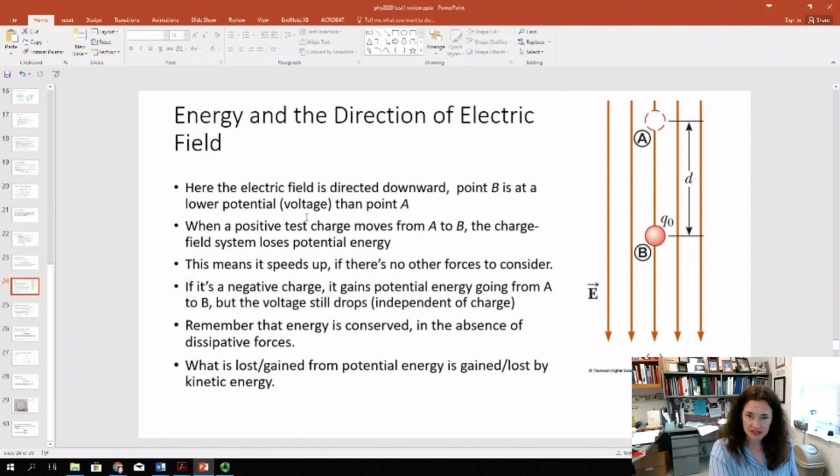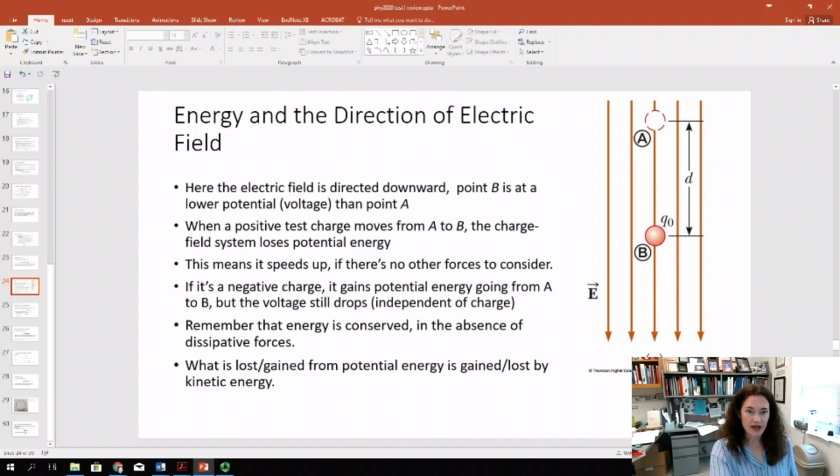Now, if you have a positive test charge and it moves from A to B, then it's going to lose potential energy. For example, if I placed a positive test charge at A, it would feel a force from that field downstream, in the direction the electric field points. That force would cause it to accelerate and gain kinetic energy. So, if there are no other forces to consider and you place a positive test charge in an electric field at rest, it'll move downstream, gaining kinetic energy, losing potential energy, and losing voltage.